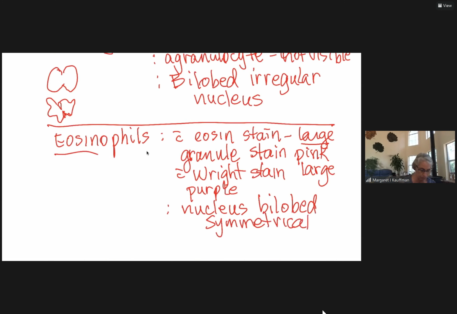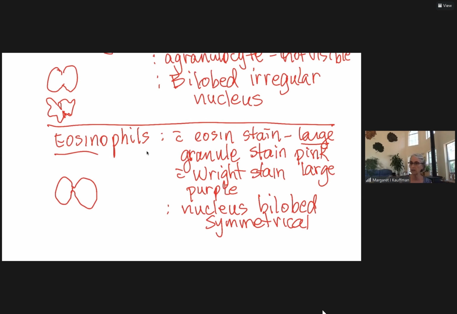Meaning you're going to see more like what I drew up there. You're going to see a little tiny bit of nucleus that's bridging two lobes like that. That's its nucleus. And you can see the nucleus, even if they're both purple, the granules and the nucleus, you'll be able to see the nucleus. So those are eosinophils.